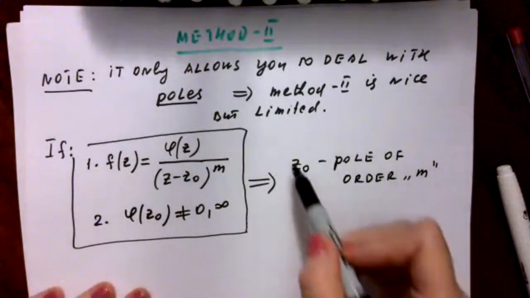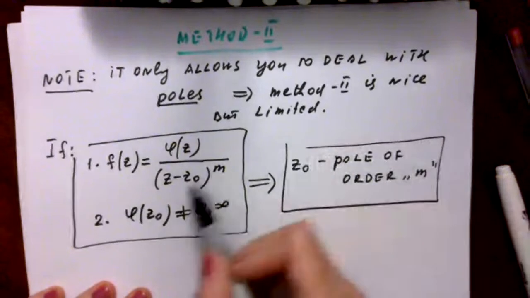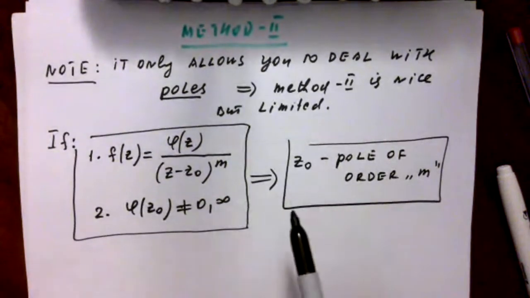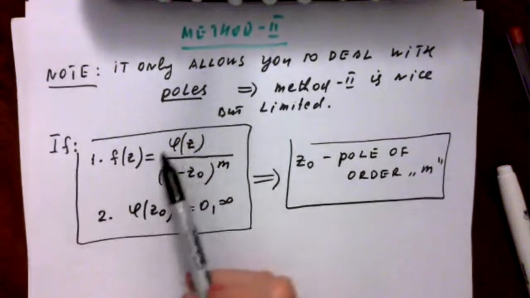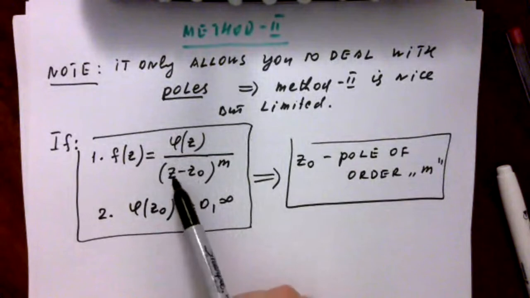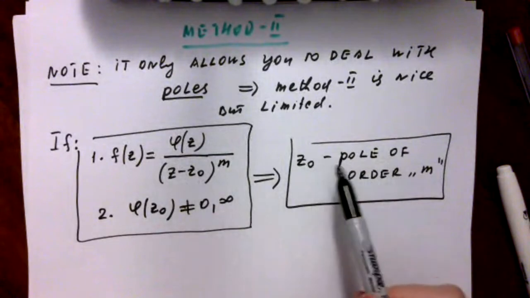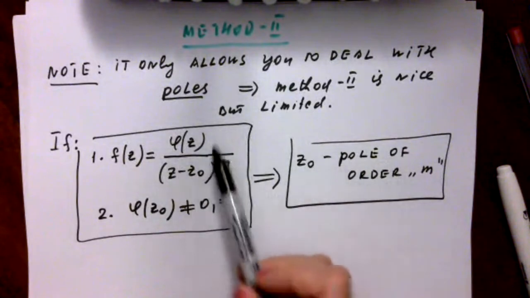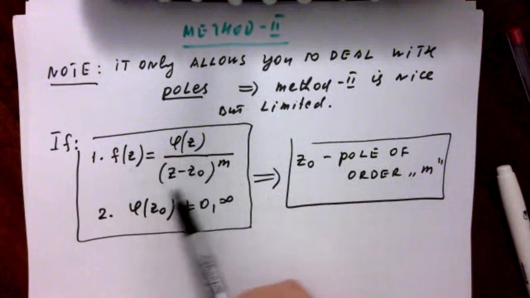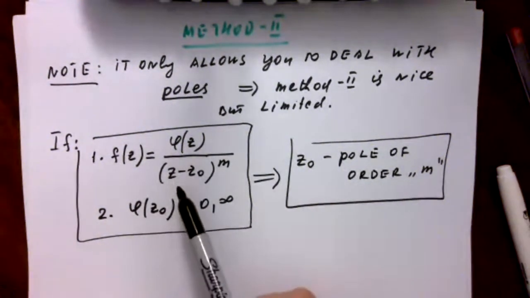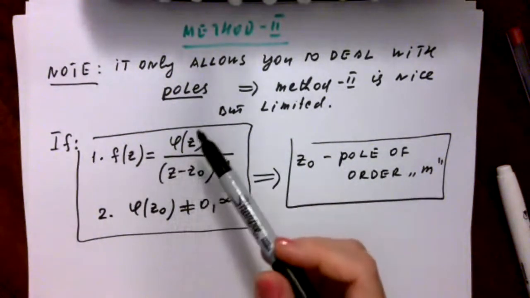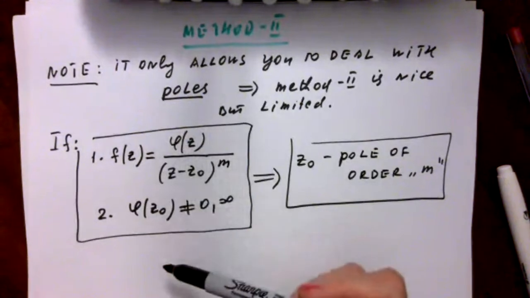So this is the first statement and this is the second statement. It looks like a theorem. As you can see, it is a very nice way of determining the pole and the order of the pole without expanding your function into a Laurent series. But it should satisfy these two requirements.